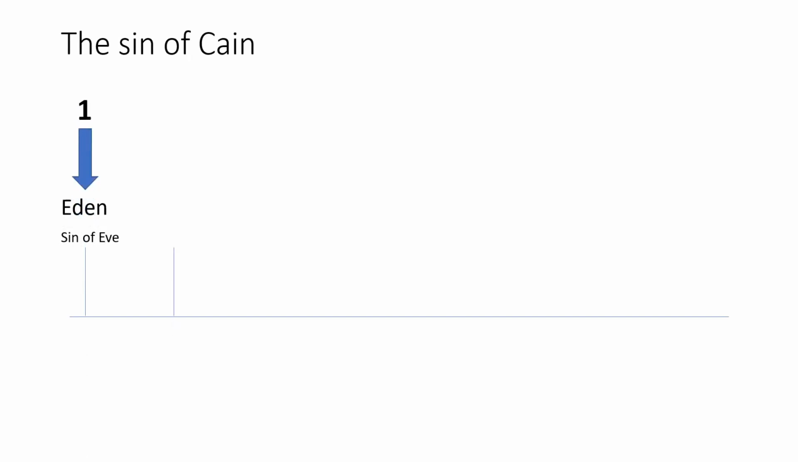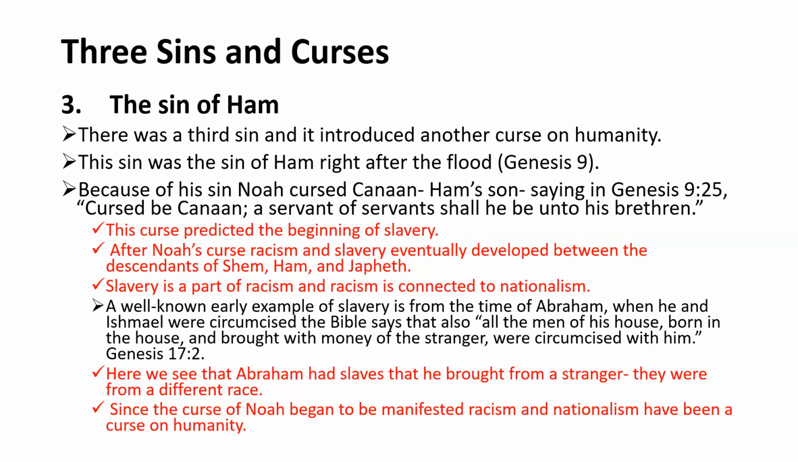So here, the first sin will be the sin that was committed in Eden, which is the start of the earth's history, the sin of Eve. The sin of Eve brought about sexism. The second is the sin of Cain, which brought the effects of Sabbath breaking, issues to do with worship. And now we want to look at the third sin and the cases that came with that sin. This is the sin of Ham.